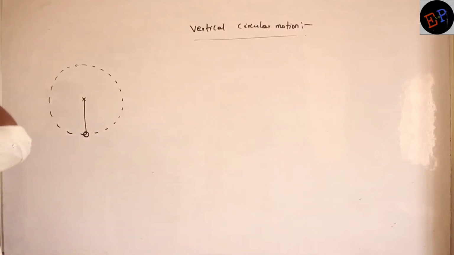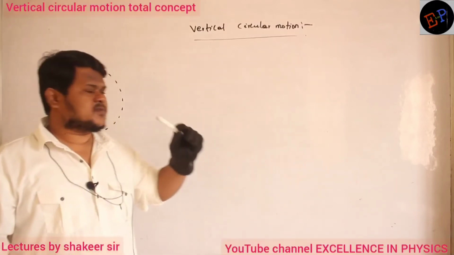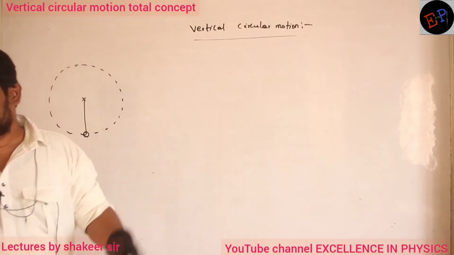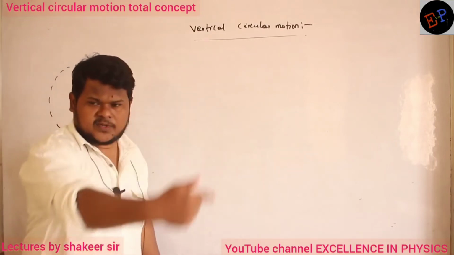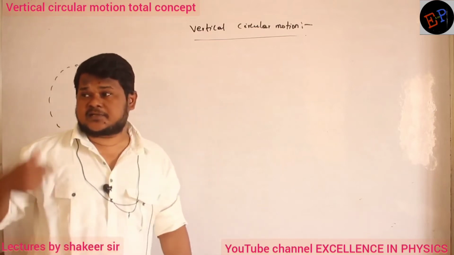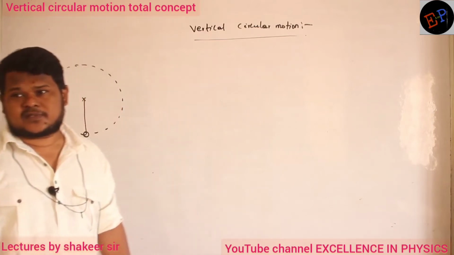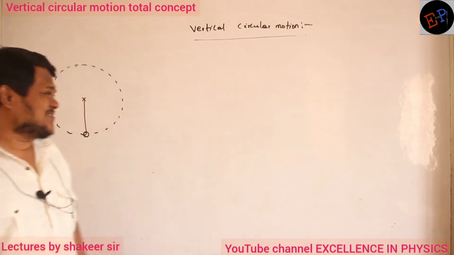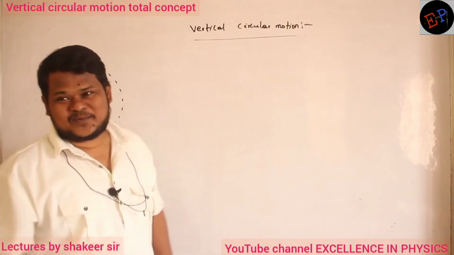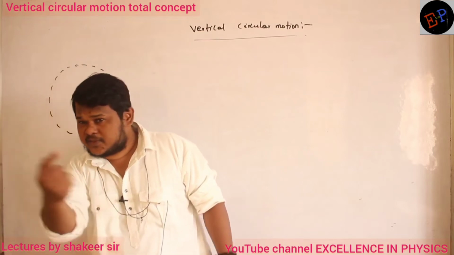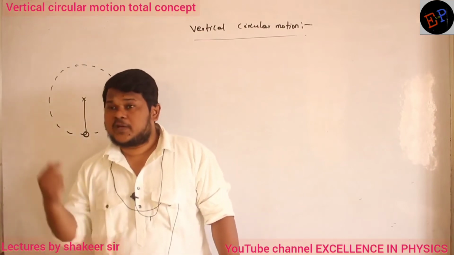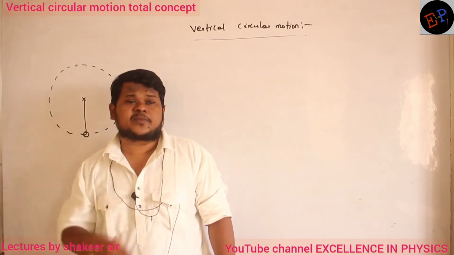Vertical circular motion. Until now we have studied bodies moving in a horizontal circle, in the horizontal plane. Now we are studying the same bodies when they are moving in a vertical circle. So what is the difference between horizontal motion and vertical motion? In a horizontal motion, there is no concept of weight of the body. Weight is not responsible for providing centripetal force.